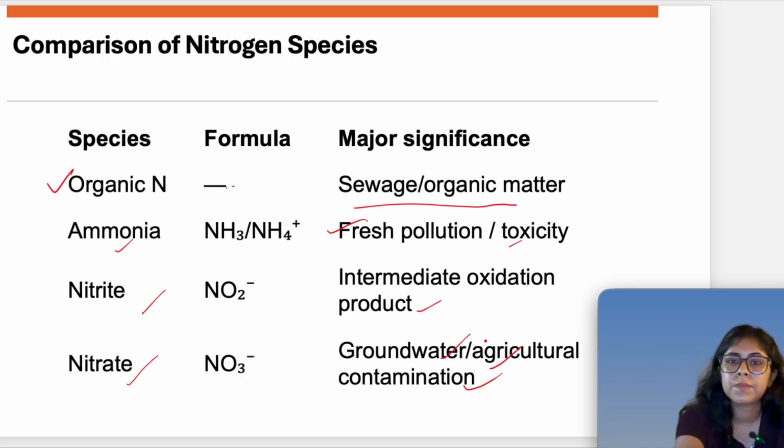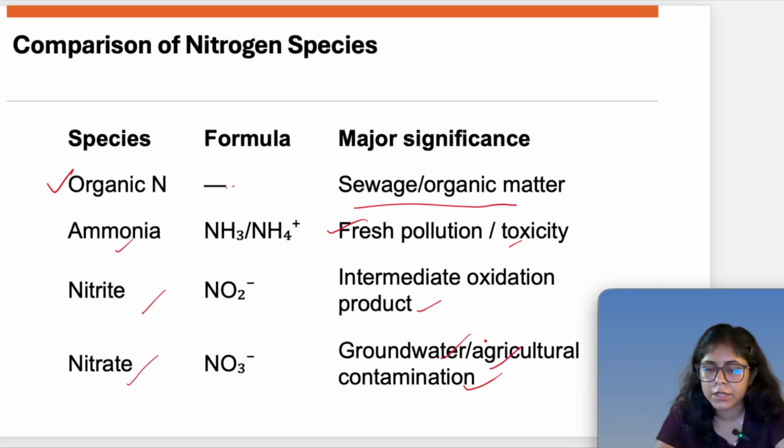So with this we have finished with fluorides and nitrogen. In the next lecture I guess we'll be seeing the oxygen part: how much oxygen should be there in the water, DO and all. So let's see that in the next lecture.